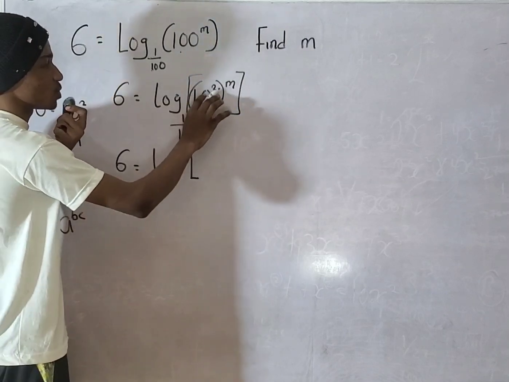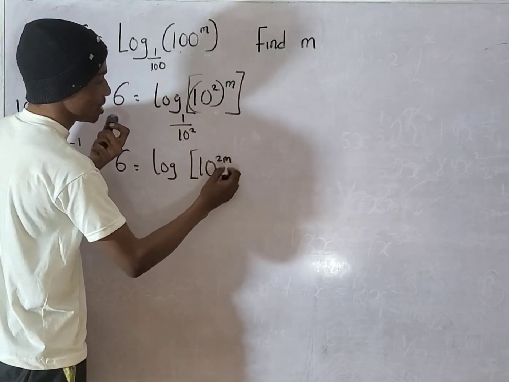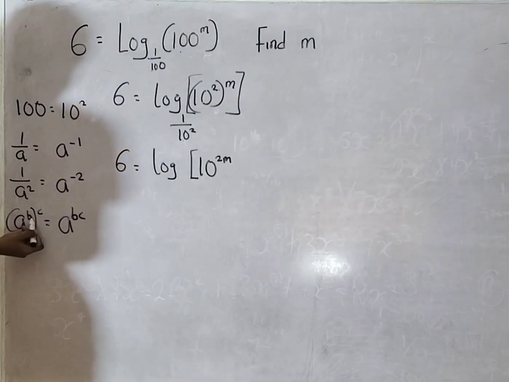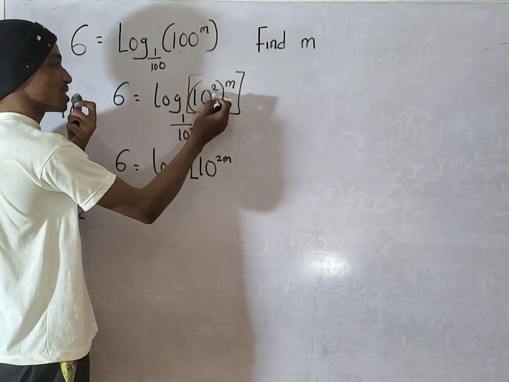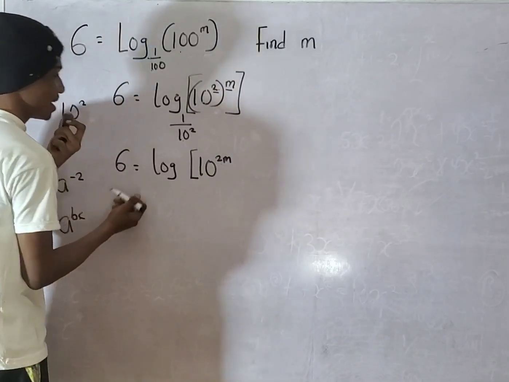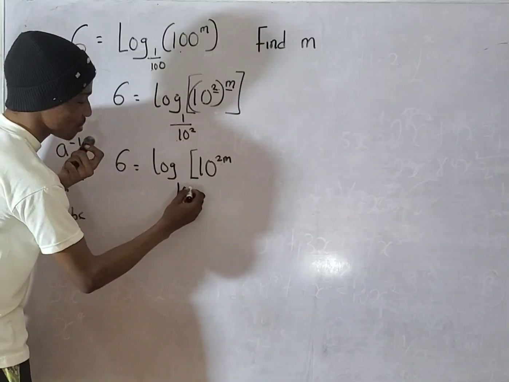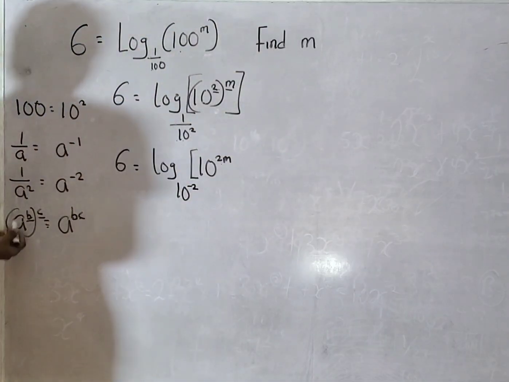Now, 10 raised to the power of 2 raised to the power of m can be written as 10 raised to the power of 2m. Because we have a raised to the power of b raised to the power of c, this can be written as a raised to the power of b times c. That is, we can take the product of b and c. Likewise, we can take the product of 2 and m. 2 times m is what? 2m. Now we have 1 over 10 squared. This can be written as 10 raised to the power of negative 2, according to this law.